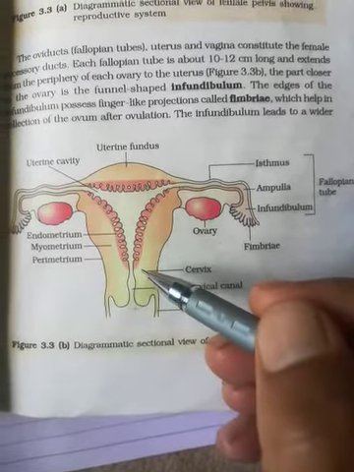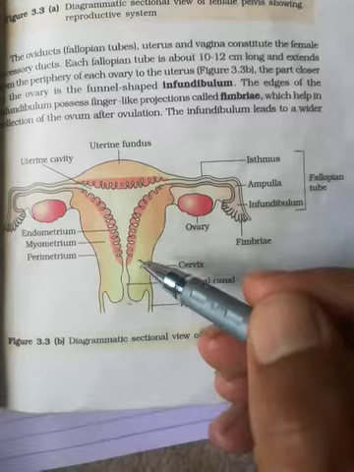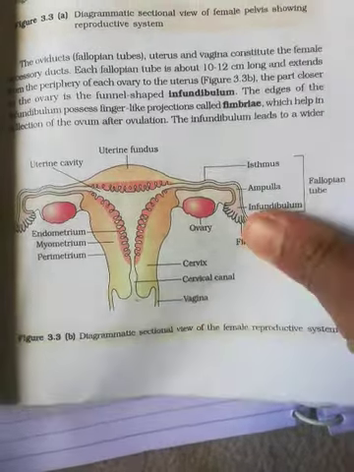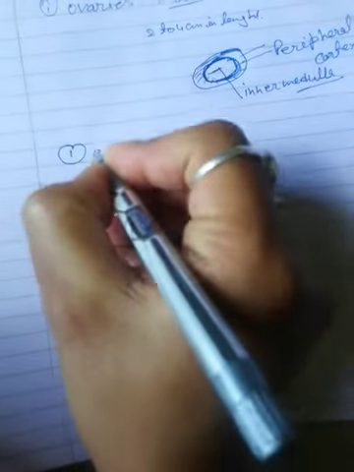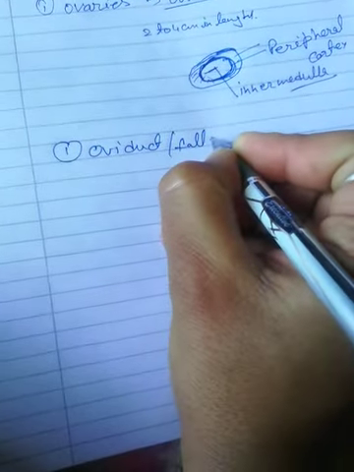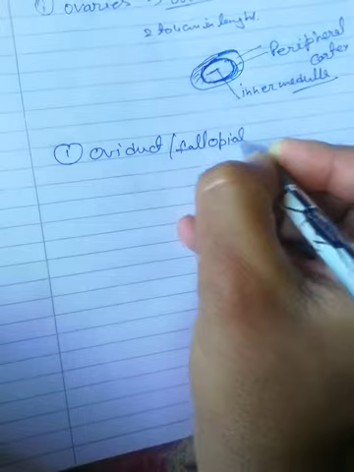Is it clear? So initially I'm talking about the oviduct. Another name of the oviduct is the fallopian tube. The oviduct is also called the fallopian tube.